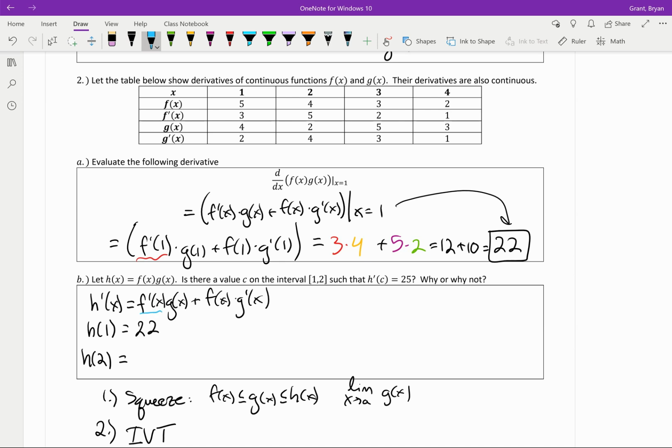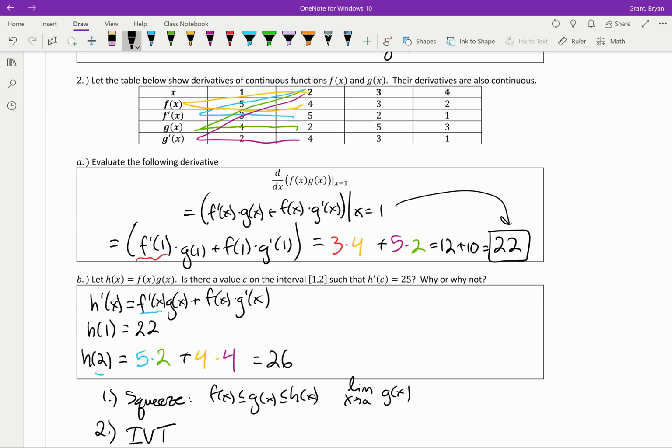We're going to have to do f prime, now we're working with 2 here. So f prime of 2 is 5, very cool. We have to do g of 2, which is 2. Then we need f of 2, which is 4, and g prime of 2, which is 4 as well. And if we do the math here, that looks like 10 plus 16 is 26.